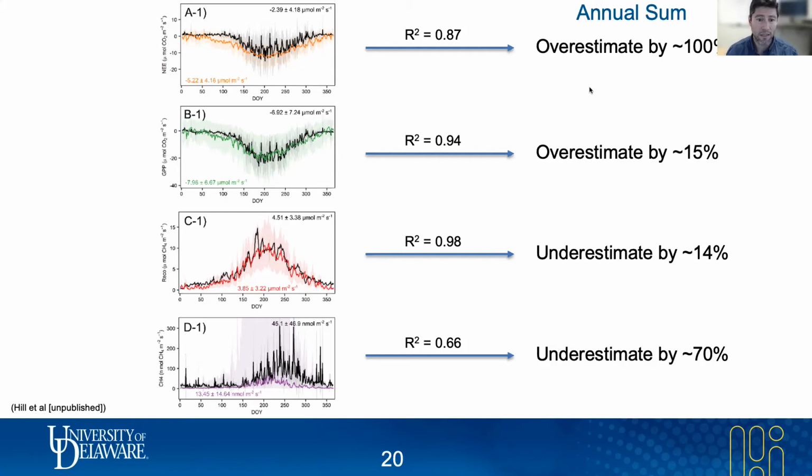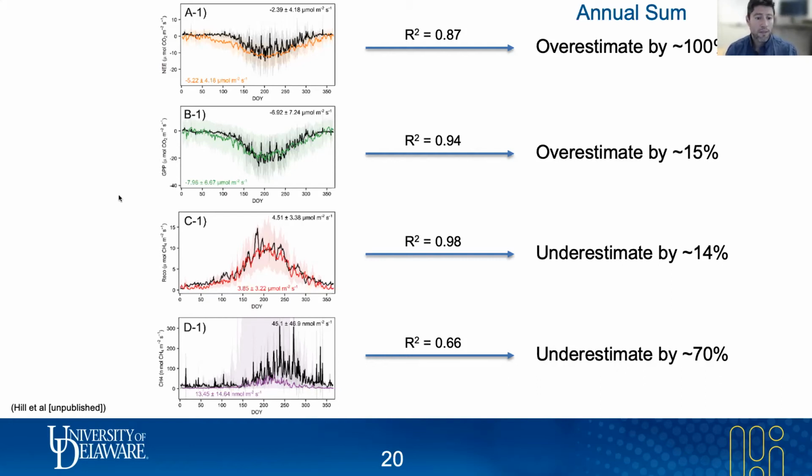For NEE, the story is complicated because manual measurements overestimate the uptake of CO2 by over 100%. But for GPP and ecosystem respiration, it's about a 15% overestimate or underestimate. And for methane, again, we have a problem. It's an underestimate of about 70%, where we have a lot of problems in terms of trying to replicate the temporal variability, but also the magnitudes.